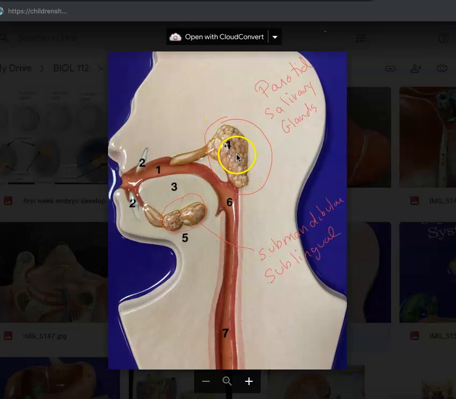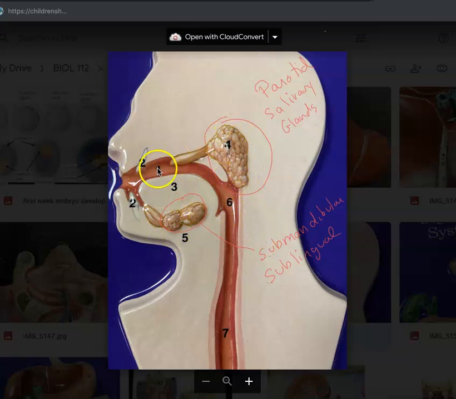So number 4 here is the parotid salivary glands. And then there's 2 sets down here. You don't have to be able to distinguish the difference between the two. One is the submandibular, one is sublingual. Sublingual below the tongue, submandibular below the mandible. So those are the 3 sets of salivary glands.